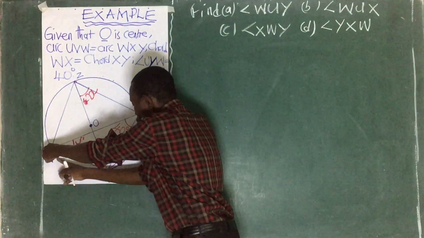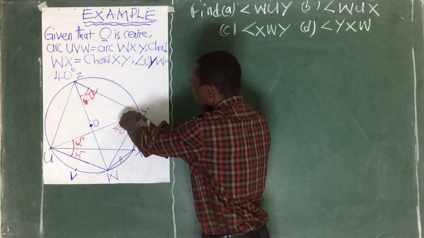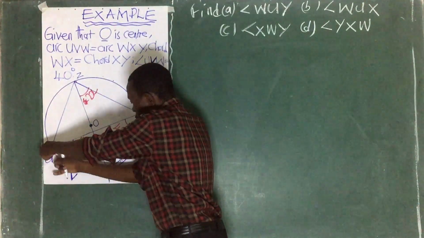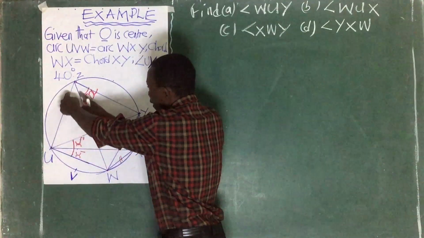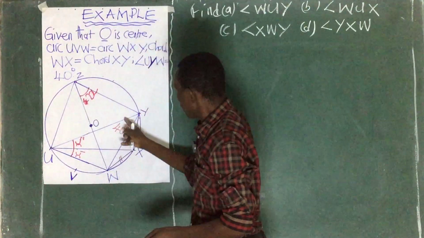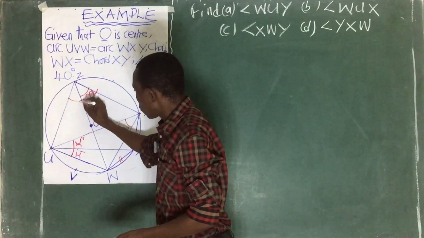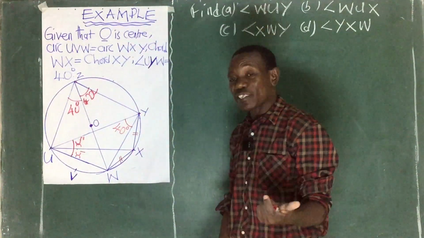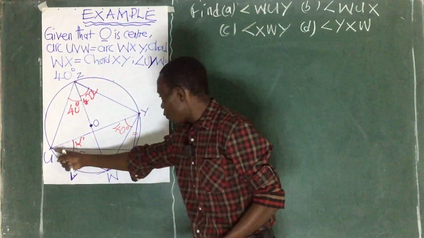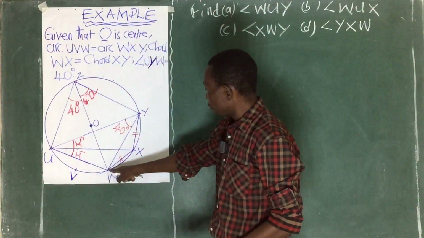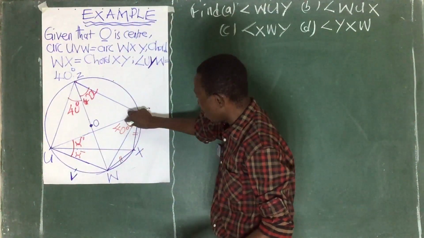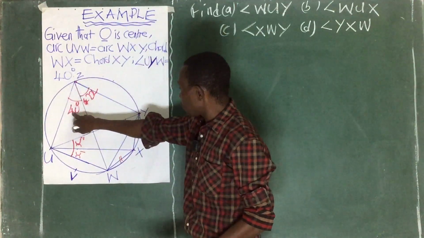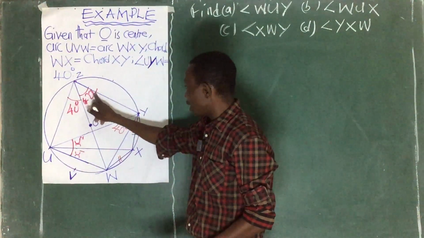If you look, UW is subtending an angle here, which is 40 degrees, and the same arc UVW is also subtending an angle here. So if this angle is 40, we should also expect this one to be 40 degrees. Angles are subtended by the same arc. In this case, this arc UVW is subtending this angle here, and the same UVW is also subtending an angle there. So if this is 40, this is 40. This is 2x, and that again is 2x.